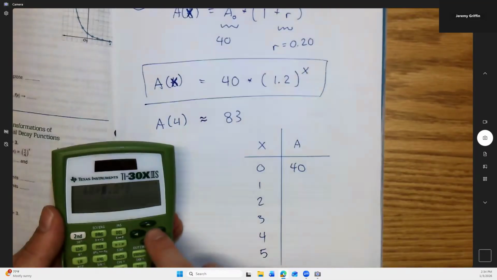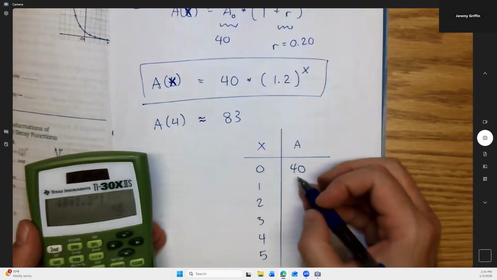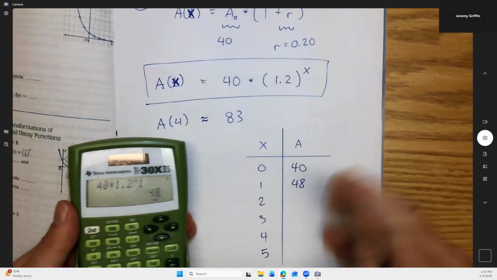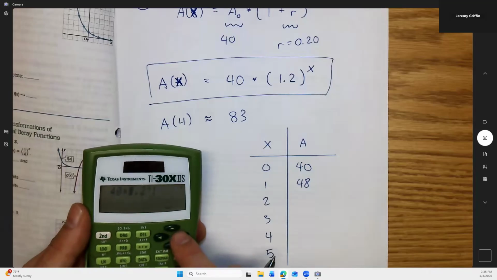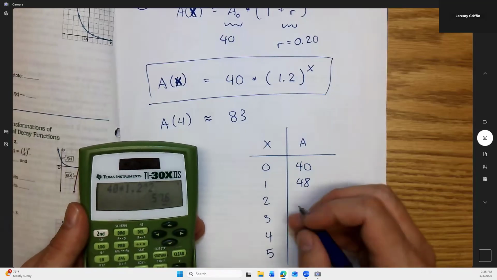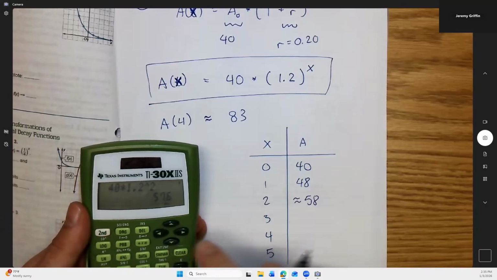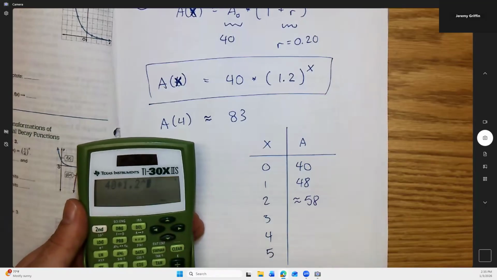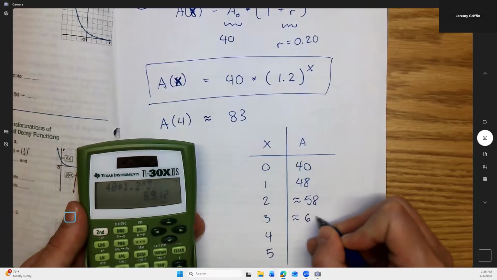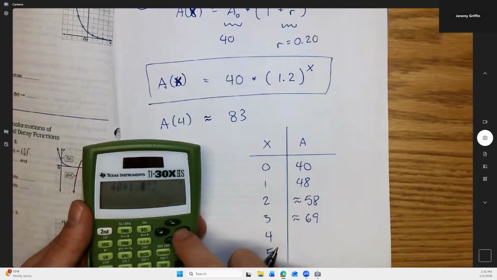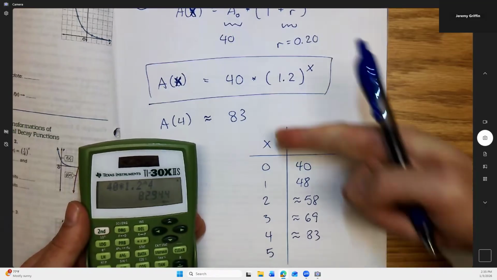Now, after 1 year, it's grown by 20%. 20% of 40 is 8. If you add that to the original number, you get 48, right? Or the calculator just does it all. Okay, 48. Let's let 2 years of growth go by. 57.6, I'm going to say approximately 58. 3 years of growth, approximately 69. 4 years of growth, approximately 83. Oh, that's what we got before.